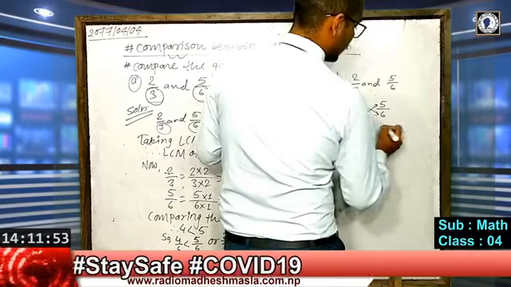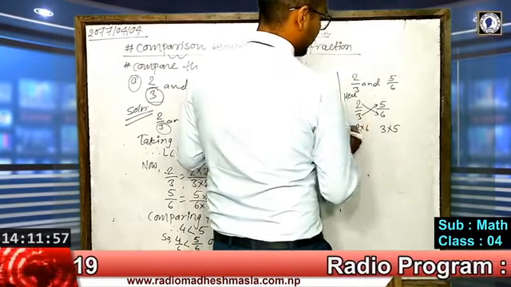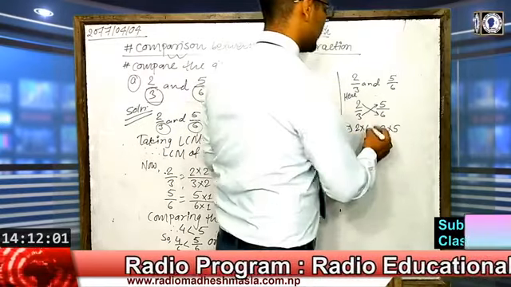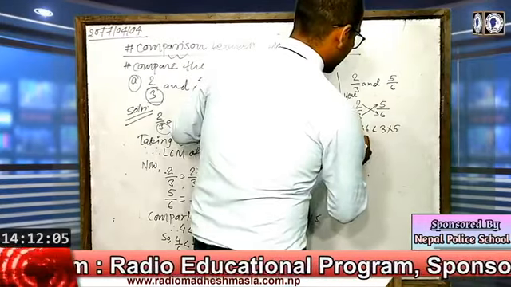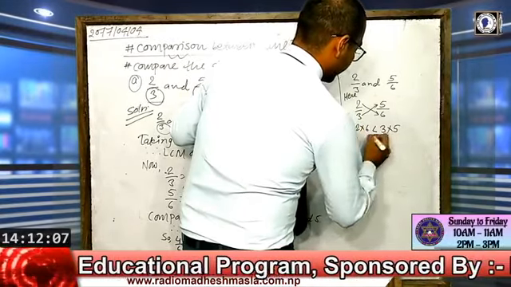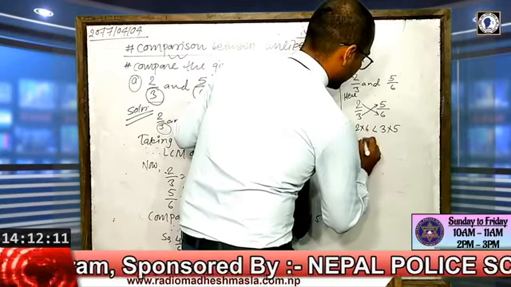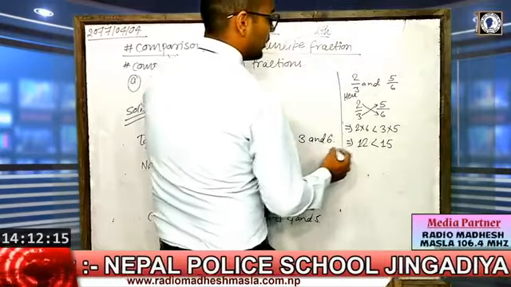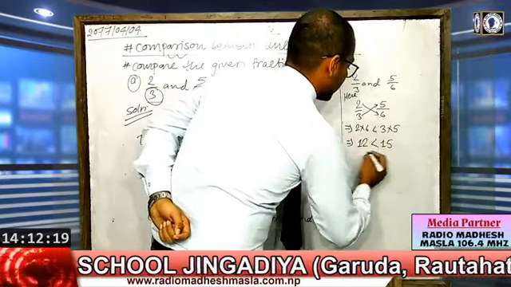So students, we can find easily which one is greater. 2 into 6 is 12, and 3 into 5 is 15. So 15 is greater. It means the sign turns towards 15. So 12 is smaller than 15. Then the sign turns towards the right side.